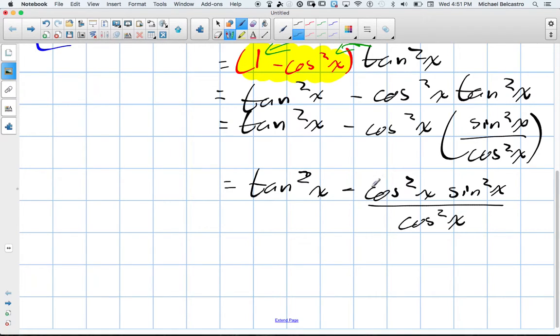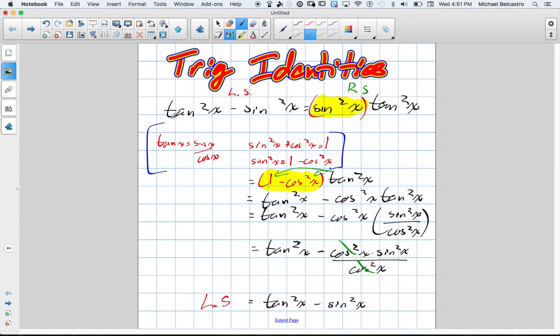Now, think of this whole thing as negative. Because these two are the same in multiplication, this eliminates into the value of 1, and 1 times sine is just sine. So I have tan squared x minus sine squared x, and that's exactly what my left side of the equation originally said. Did it? Tan squared x minus sine squared x? Yes, that's it.